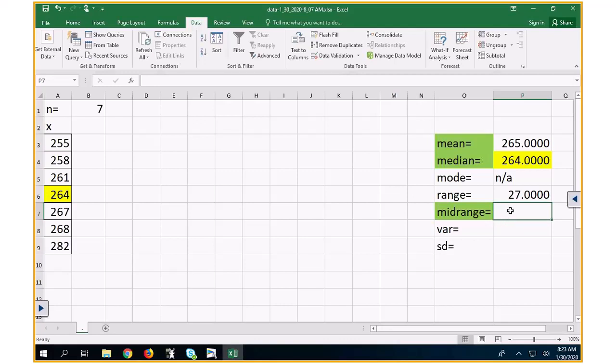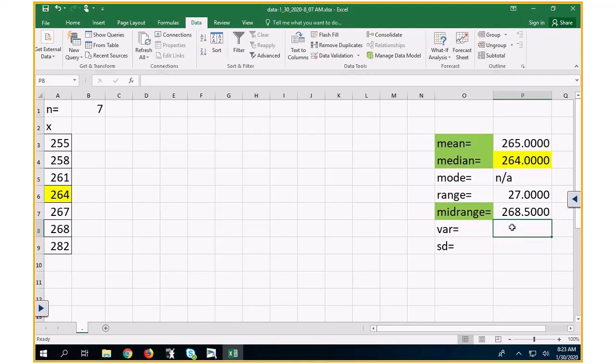Mid-range, that's the average of the highest and the what? Lowest. Highest plus the lowest doesn't matter because addition is commutative, so it doesn't matter which one you type in first. And there is the mid-range.